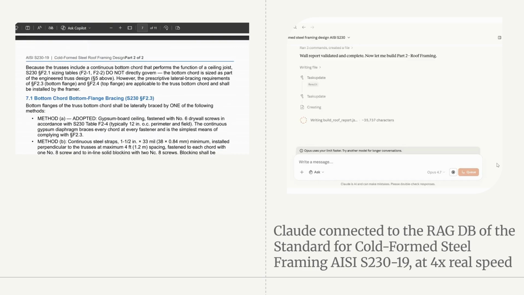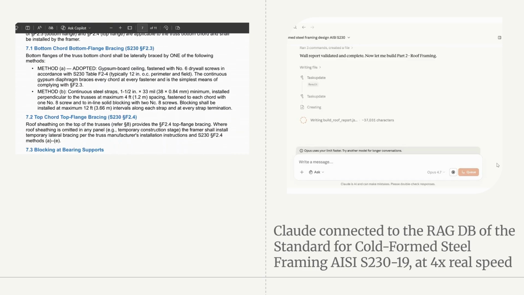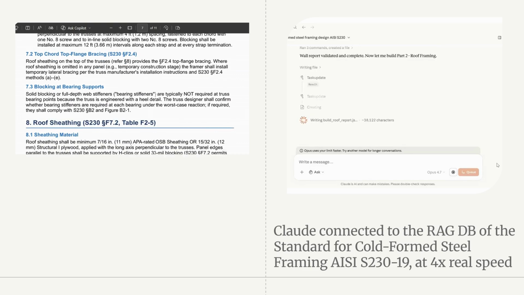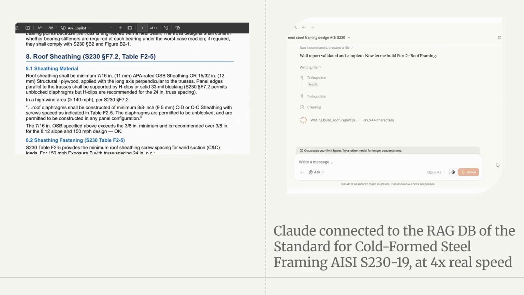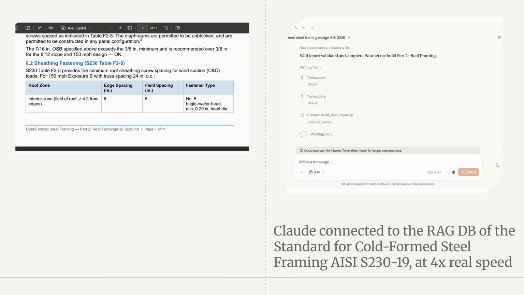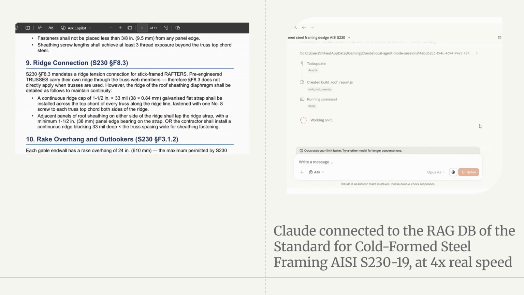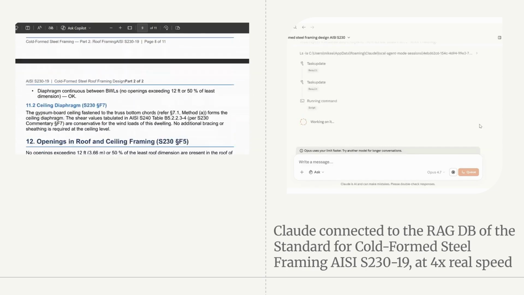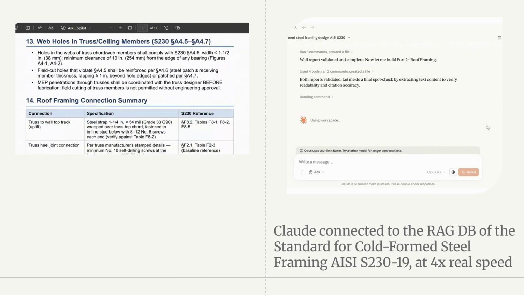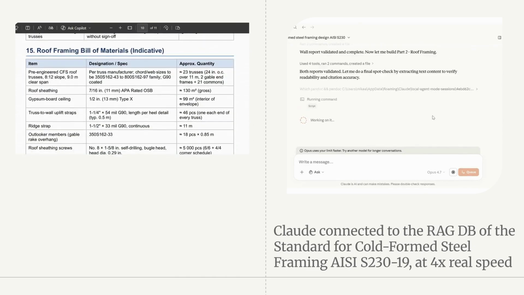Similarly, lateral load design in the roof is required, and is satisfied with sheathing both on the truss bottom chord ceiling and the truss top chord roof sheathing, including appropriate fastening for diaphragm action. The design completes with the ridge connection, overhang, and outlooker details, roof and ceiling diaphragm checks, openings and web holes, connection summary, and bill of materials.